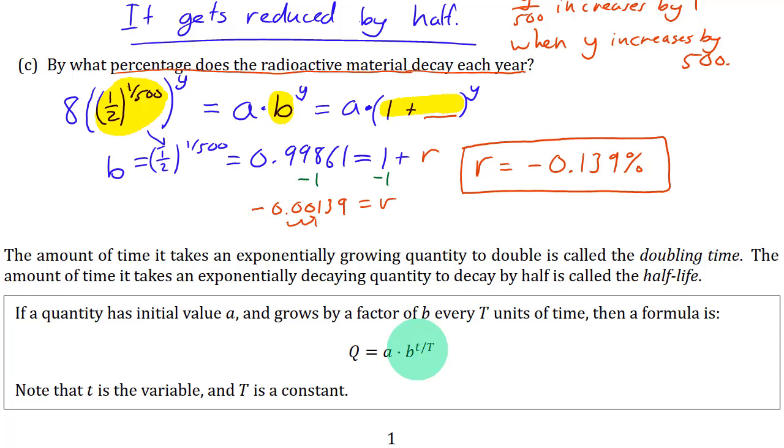So whenever little t, the variable, is equal to big T, that's going to make the exponent 1. Every time little t increases by big T, the exponent will increase by 1. The whole thing gets multiplied by another factor of b, and that's why it has a growth factor of b every big T units of time. So little t is the variable, big T is the constant.